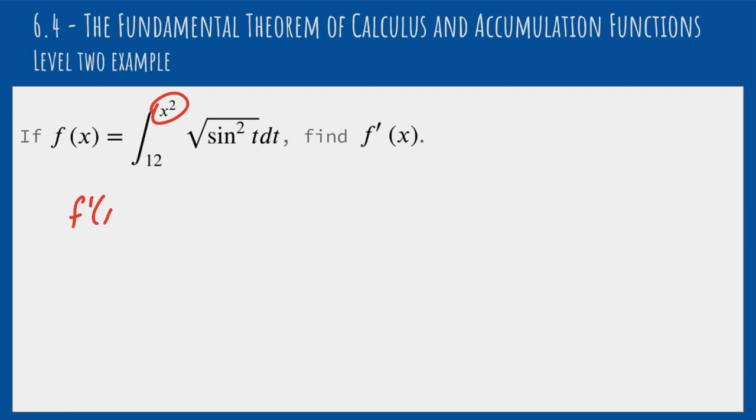So f prime of x is going to be, so the way we would normally do this with the fundamental theorem of calculus is we would replace the t here with an x. So we would have the square root of sine squared of x squared. But then, since it's a chain rule problem, this x squared is the inner function. We have to multiply by the derivative of the inner function. So we're going to multiply by 2x.